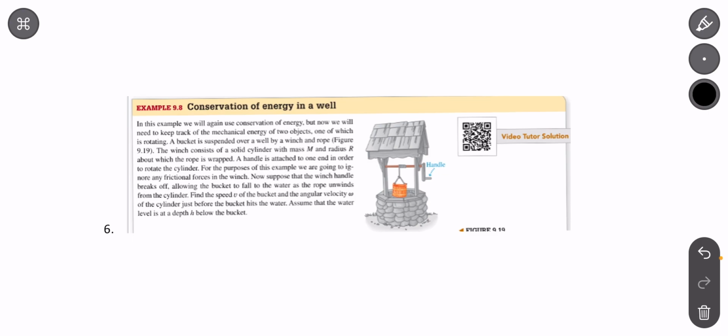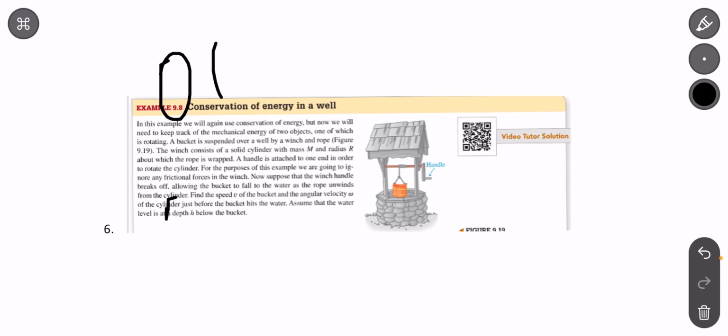The bucket is going to have initial potential energy, and the final value of the potential energy is going to be zero. We know that the initial kinetic energy, Ki, is also going to be zero just before the impact. The bucket has a kinetic energy of one-half mass times velocity squared, and the rotating cylinder has a kinetic energy as well. So we have to keep track of all these different things. Let me write down the different equations we're going to use.